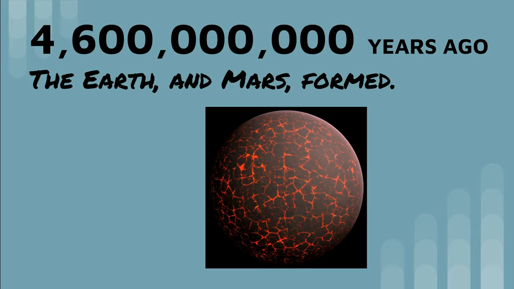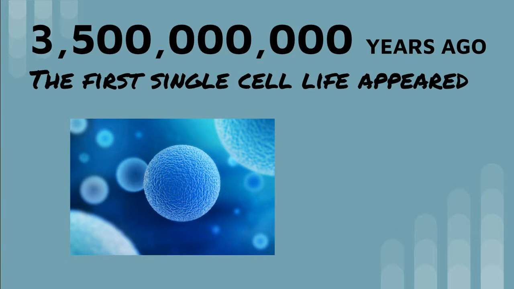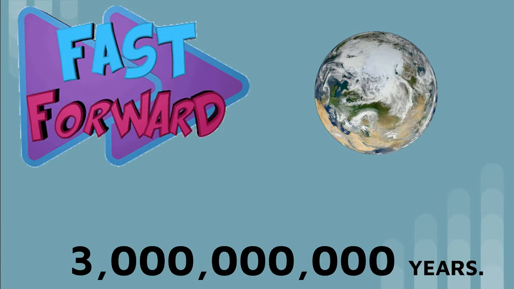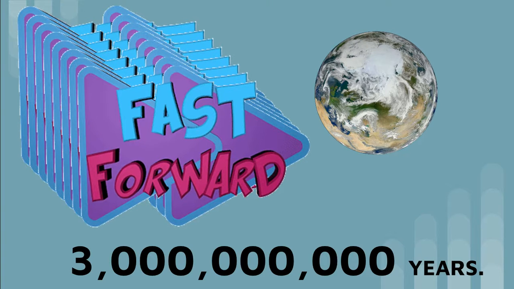We start off 4.6 billion years ago when the Earth and Mars formed. A billion years later, so that is 3.5 billion years ago, the first single-cell life appeared. After that, we need to fast forward 3 billion years before there is any more progress with life on Earth.